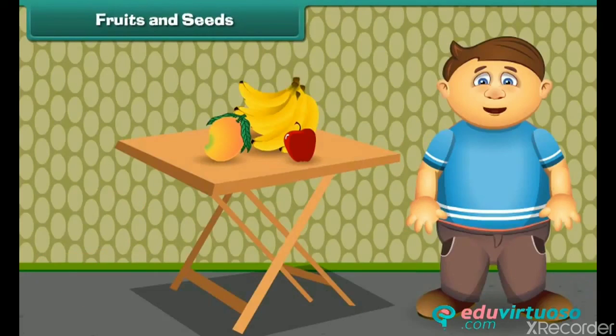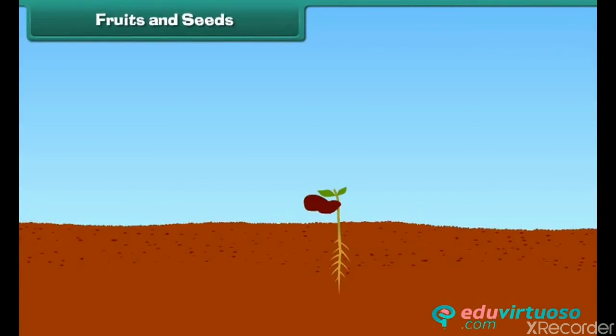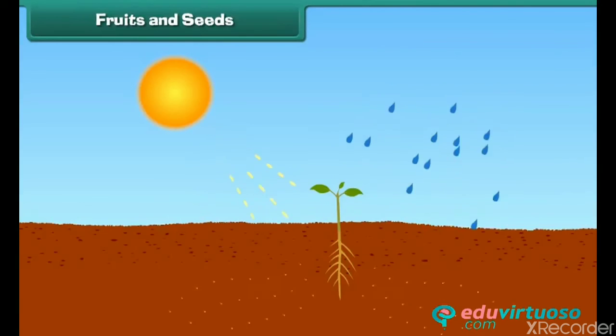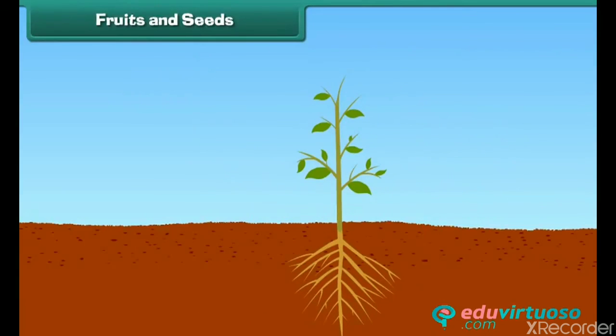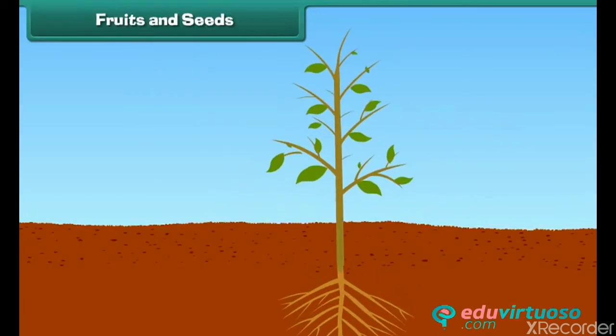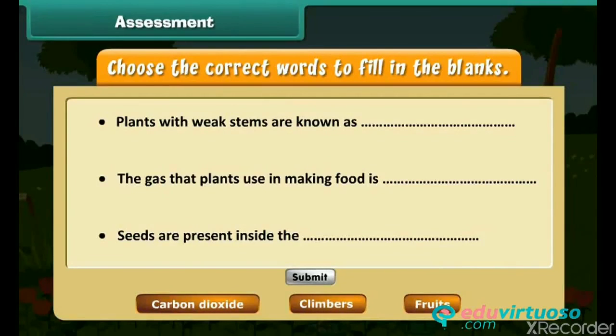Do you know that a new plant grows from a seed? It also stores food for the baby plant. When the seed gets water, air, and suitable temperature, it starts growing, and soon it grows into a new plant. Till now, you have learnt about different parts of the plant and their functions. Now, it's time to have some fun.